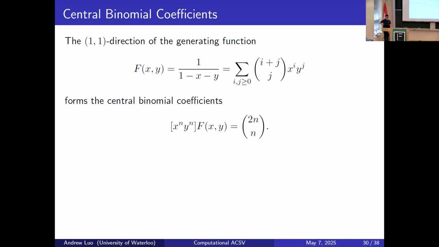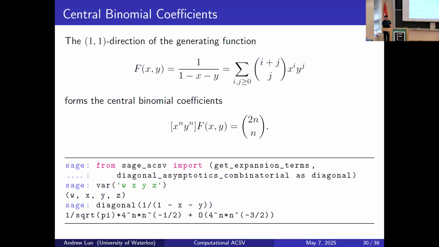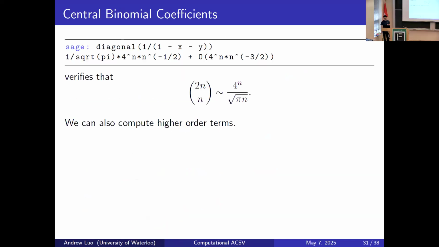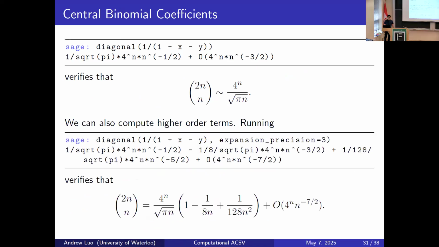So let's look at more examples of the type of problems that we can solve using this package. Let's say you wanted to study the binomial coefficients. If you take the all ones direction of the binomial coefficients, you get the central binomial coefficients, and then when you ask it to compute the diagonal of this, it defaults to the all ones diagonal. It gives you this expansion, which then tells you what the asymptotics of the central binomial coefficients are. And if you wanted to, you can also make it more precise by again asking it to increase the precision. So now it gives you 3 expansion terms rather than just the leading term.